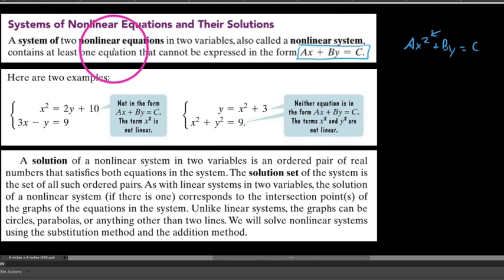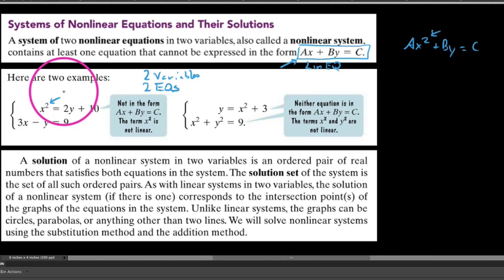We say a system of two nonlinear equations in two variables, also called a nonlinear system, contains at least one equation that cannot be expressed in this linear equation form right here. And so what we're going to see is a couple of examples right here that are nonlinear systems, and one thing I want us to notice is that we're dealing with two variables. And so that's pretty important here. We have two variables and two equations. Regardless of the fact that they're nonlinear, we need two unknowns and two equations to solve for those two unknowns if they possibly exist.